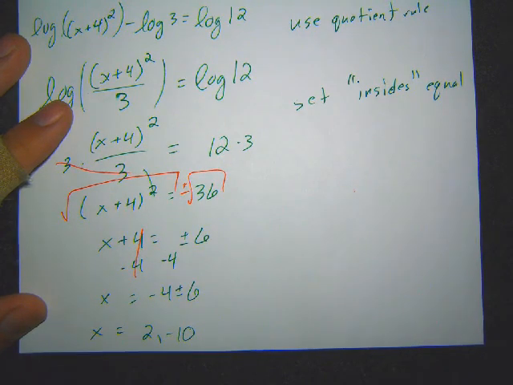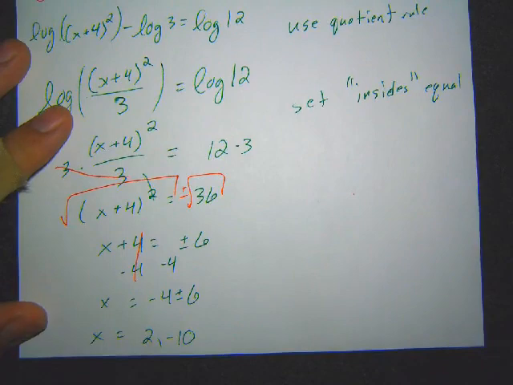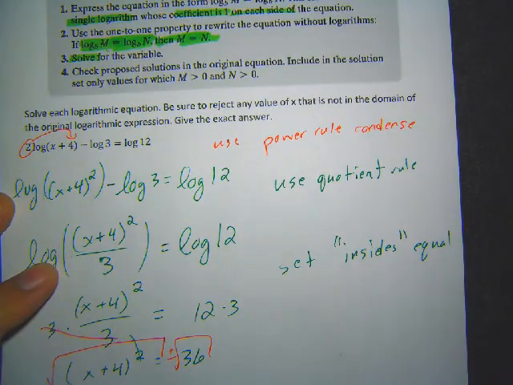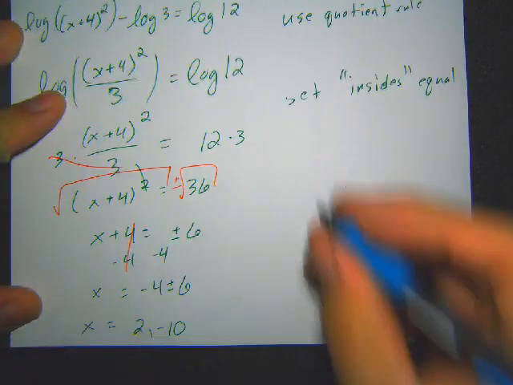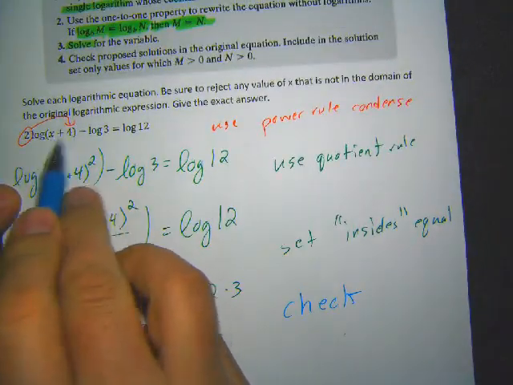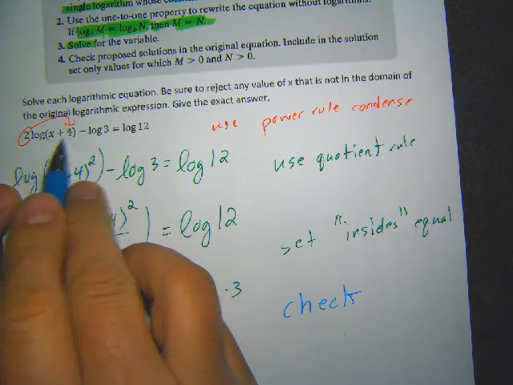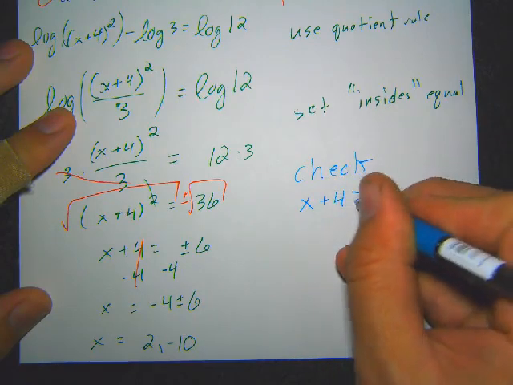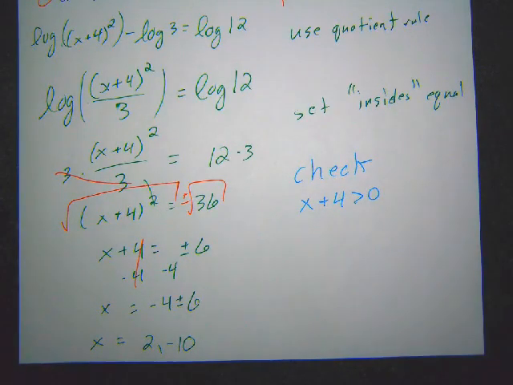Now I'm not done yet because just like the last section, we are solving with x's inside of logs, so we have to check. We gotta go back and check. We actually only have to check this one here because this is the only one with an x. So we have to check that x plus 4, that quantity, is positive. So when x plus 4, that quantity is bigger than 0, will be positive.